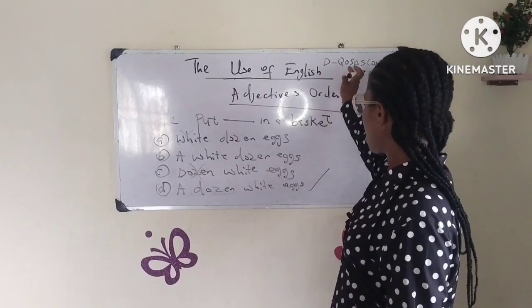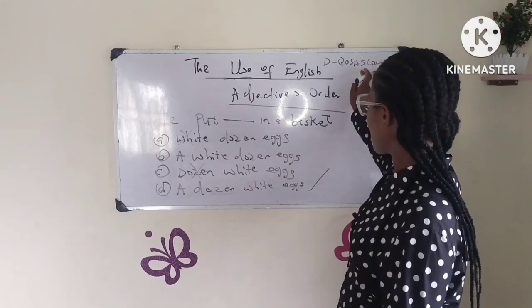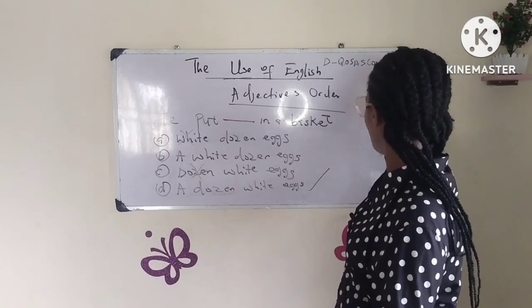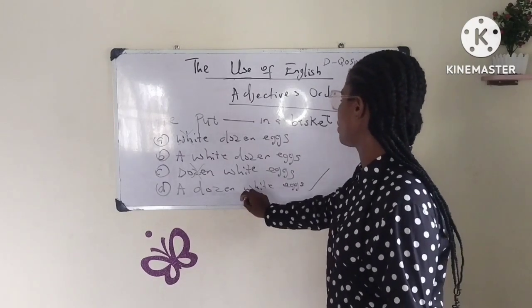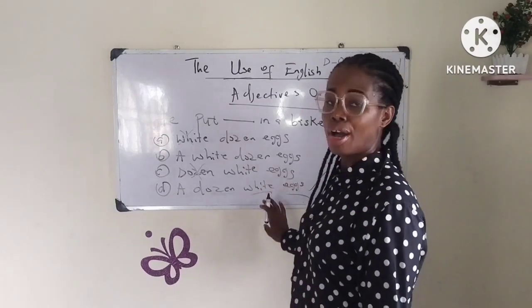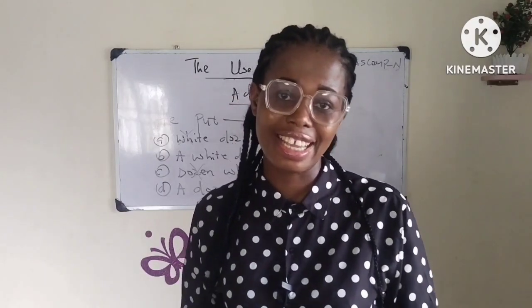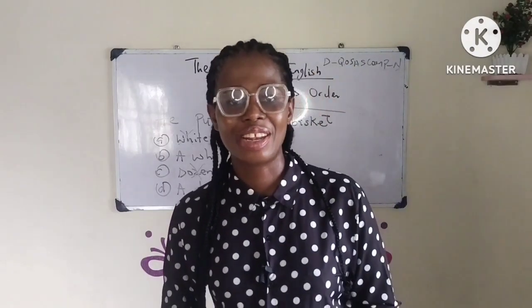Now let's see. After quantity, we have opinion, no, size, no, age, no, shape, no. What we have next is color. And all of these are not included. So option D is the correct answer. So the cosines comp n is the key to answering this kind of question.